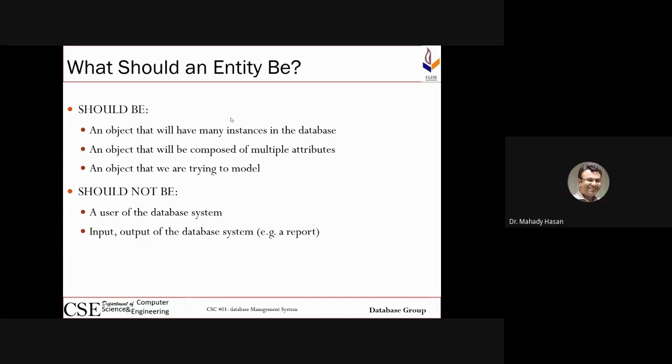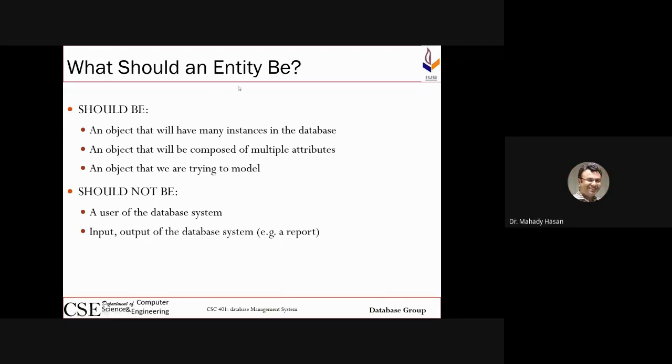If course is an entity, what should be an instance? A specific course, like CSE 303, Database Management System, a 3 credit course or 4 credit course. This is an instance of the course class. Here we will say this is an entity, right?